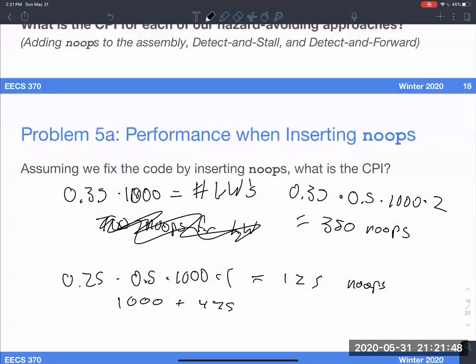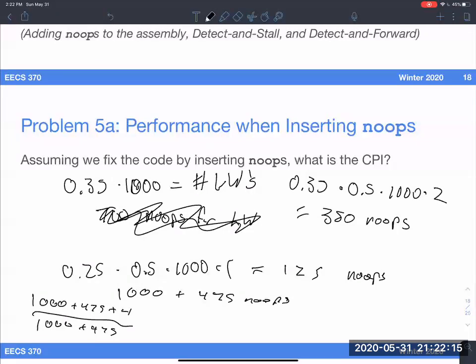And so remember the way we calculate the CPI for pipeline, we also have to add that 4 to fire up our pipeline processor. So that means our CPI is calculated as follows. And then how many instructions do we execute? Well, all these 475 no-ops were actual instructions added to the assembly code. So it's 1,000 plus 475.